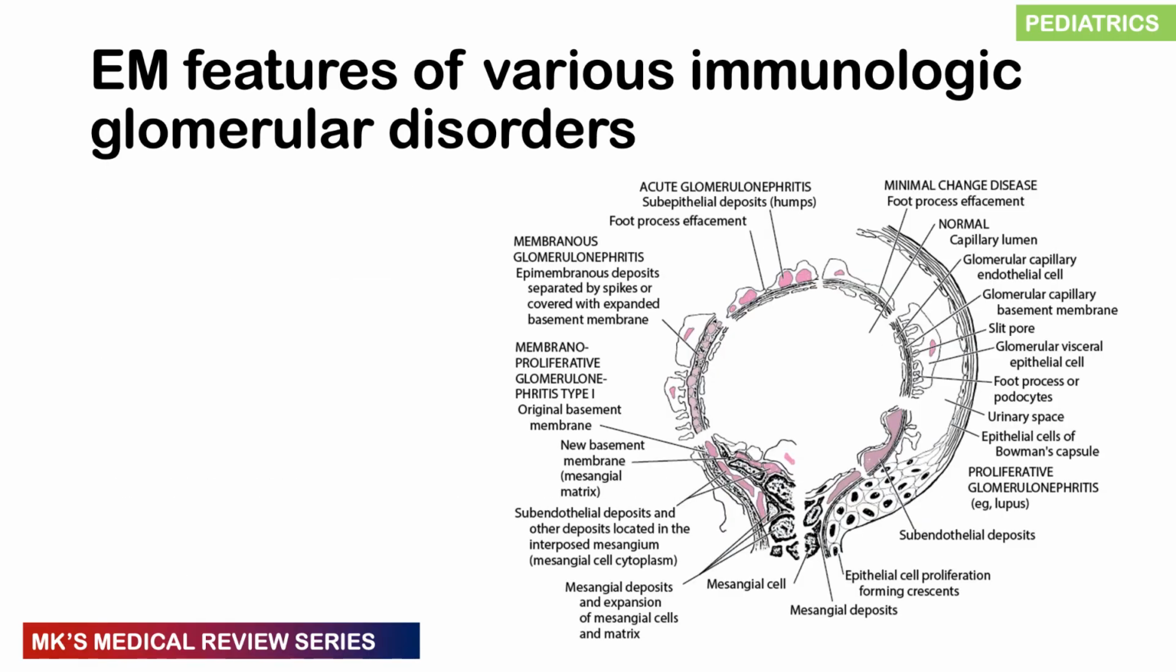So here's a picture showing you the various immunological glomerular diseases. As we can see here with the minimal change disease, we have the foot processes effacement. So these foot processes that are supposed to be there, we can see that they are effaced. This is what's happening here in the minimal change disease. Forget about what's happening here in these other conditions because we will talk about them when we look at these various other conditions later on.